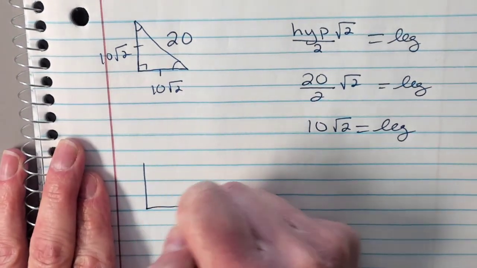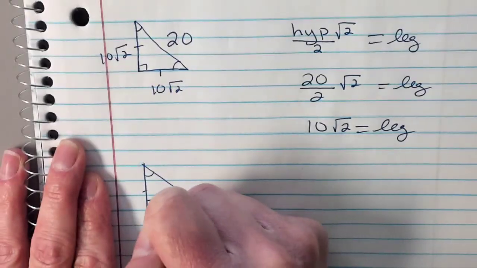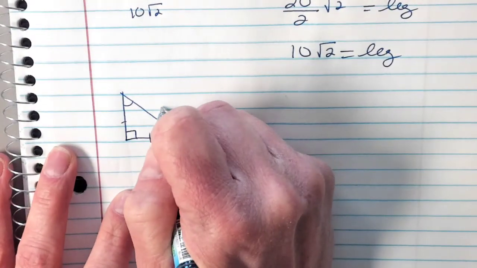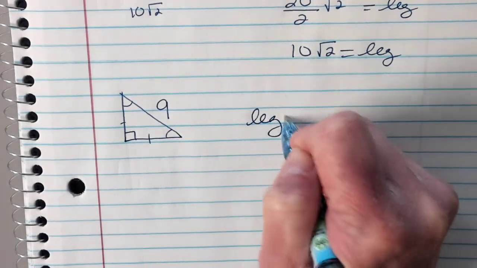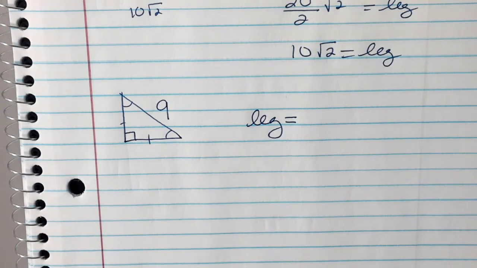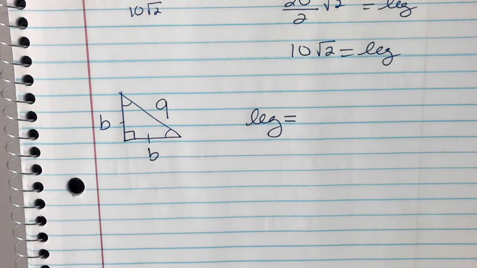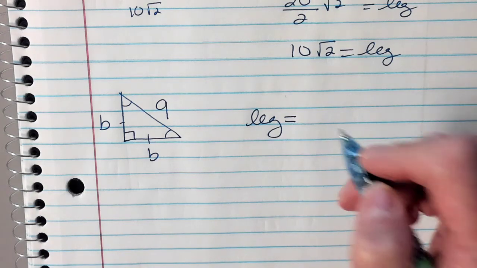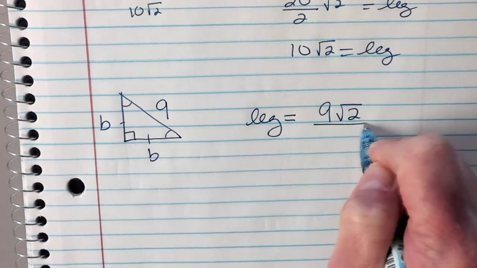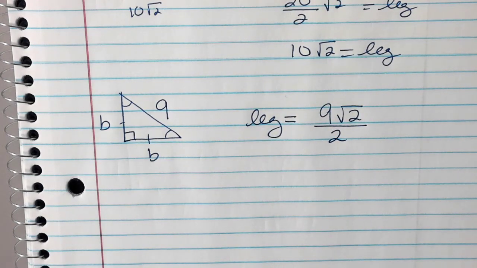What if we draw another 45, 45, 90 triangle, and I tell you that the hypotenuse is 9? I have to go find the legs. I need to go find B, because I feel like calling them B this time. We can do that. It's the hypotenuse times root 2 over 2. And you walk away. Hypotenuse times root 2 over 2.